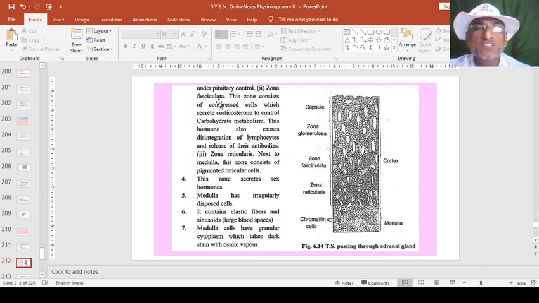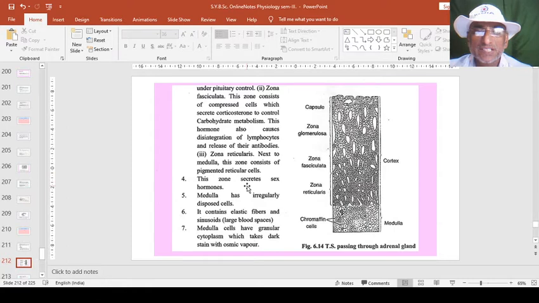Second is zona fasciculata. This is zona fasciculata, second zone. This first zone we have seen the capsule, outer capsule. Then below the capsule, first zone is zona glomerulosa. Second is zona fasciculata, and third is zona reticularis. And at the base there are chromaffin cells, and therefore this layer forms the medulla, and the whole these three layers are called as cortex. So two layers, cortex and medulla, are the two layers. Cortex includes these three layers: zona glomerulosa, zona fasciculata and zona reticularis.